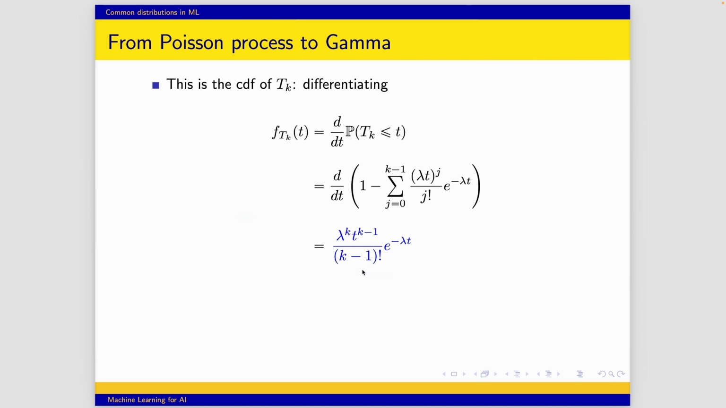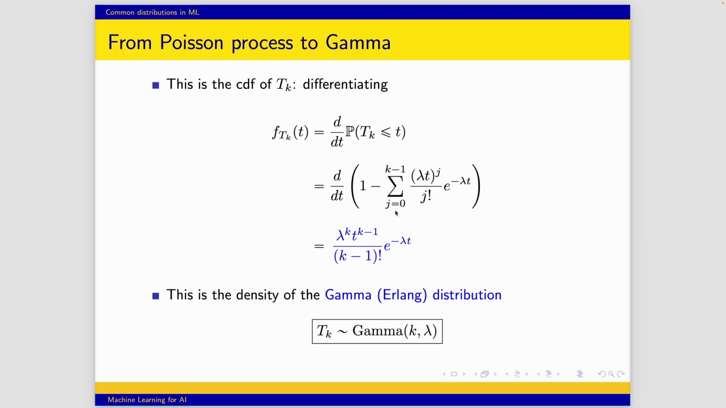So that is the PDF, which is exactly the density of a gamma, specifically an Erlang distribution, because we are assuming here that we have an integer k. So indeed, we do get that P_k is distributed according to a gamma with parameters k and lambda.